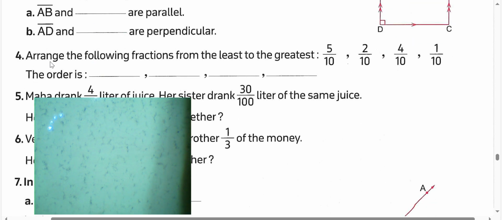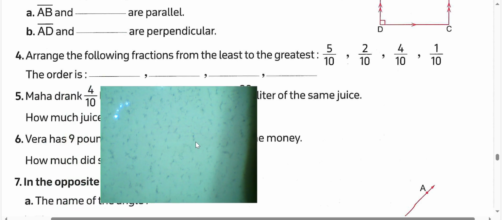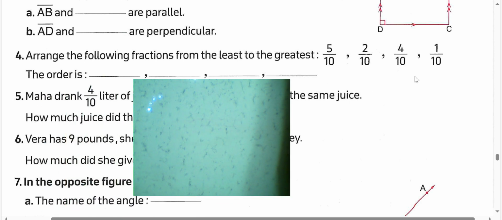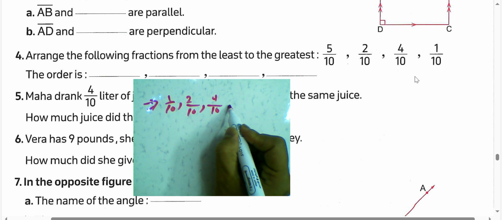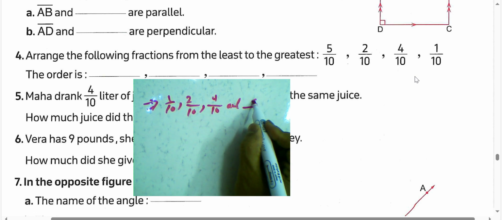Next question. Arrange the following fractions from least to greatest. We must start from the left hand side. The least fraction here is 1 over 10, then 2 over 10, 4 over 10, and the last one will be 5 over 10.